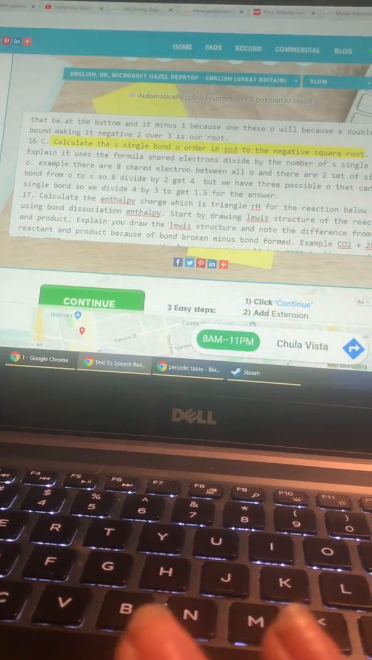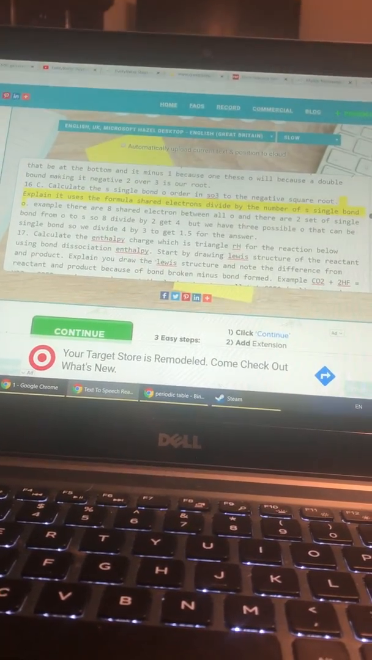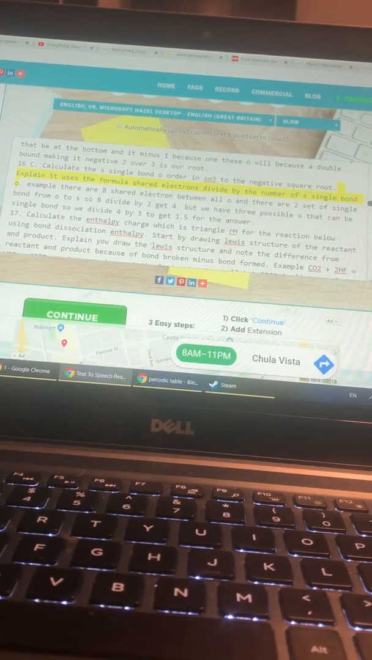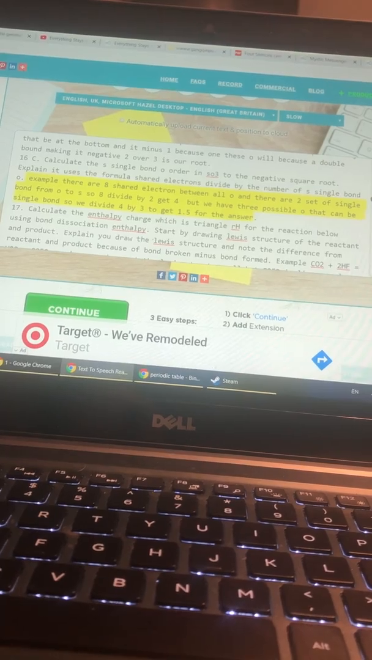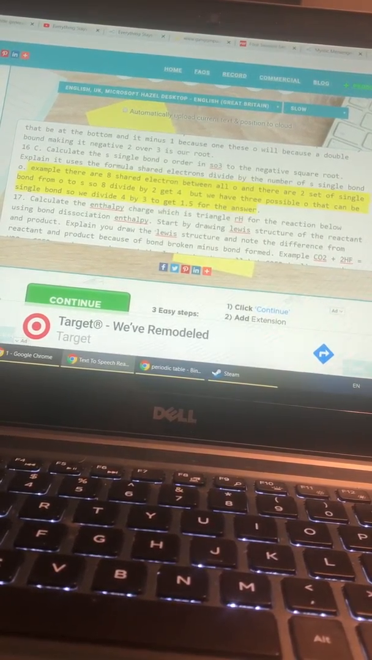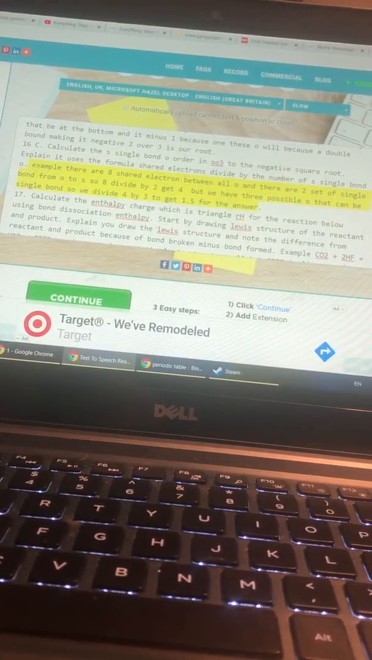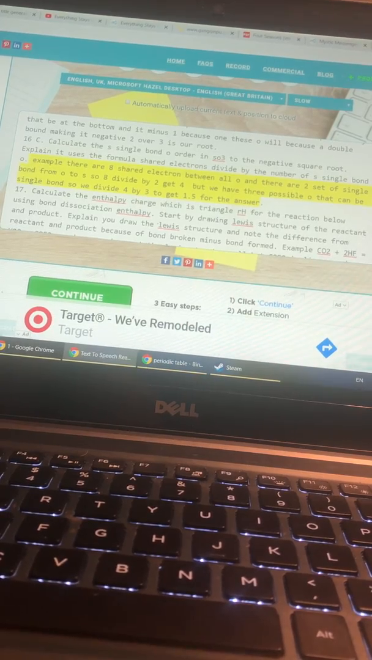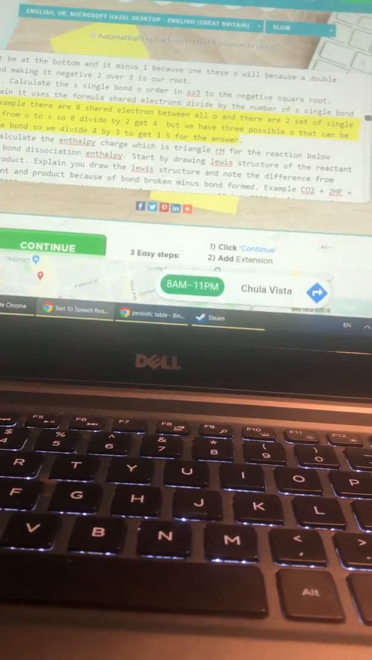16c. Calculate the S-O bond order in SO3 2-. Explain: it uses the formula shared electrons divided by the number of S-O bonds. For example, there are 8 shared electrons between all O, and there are 2 sets of single bonds from O to S, so 8 divided by 2 gets 4. But we have 3 possible O that can be single bonds, so we divide 4 by 3 to get 1.5 for the answer.